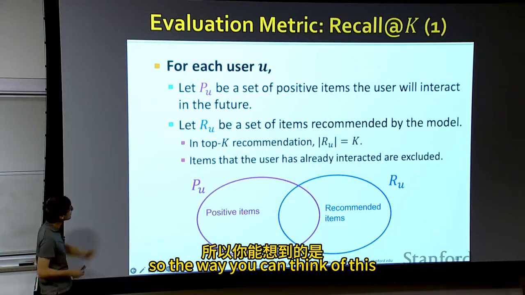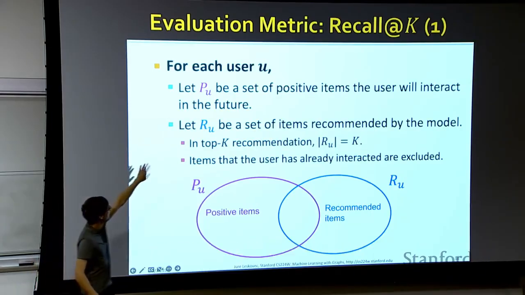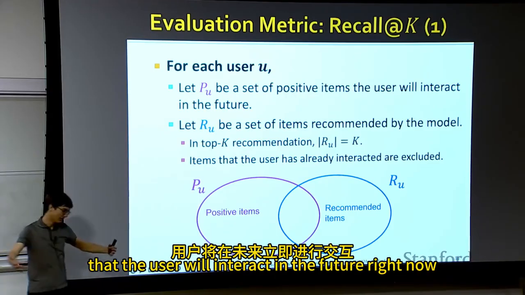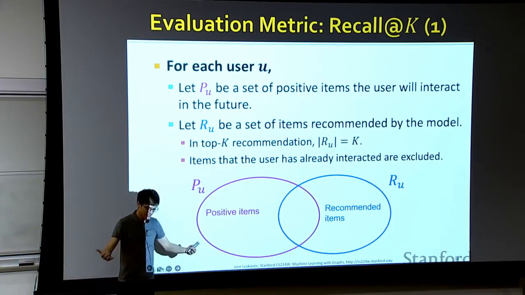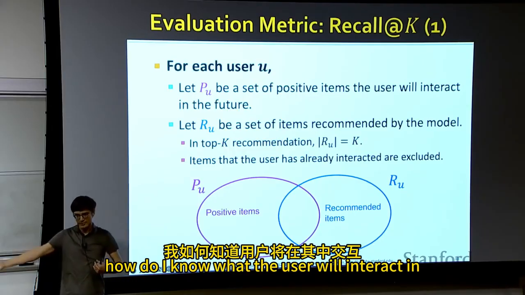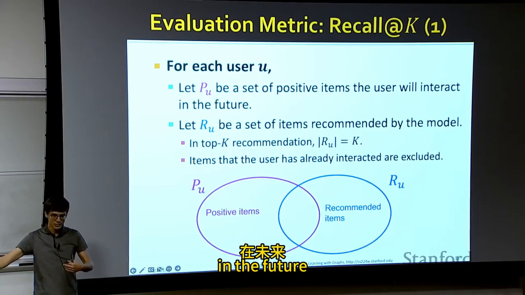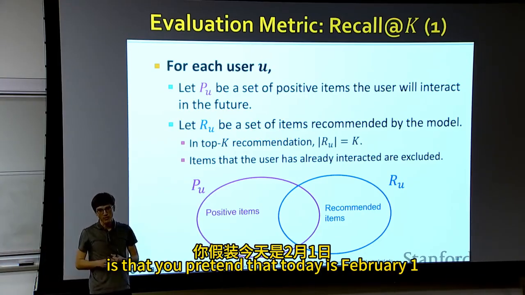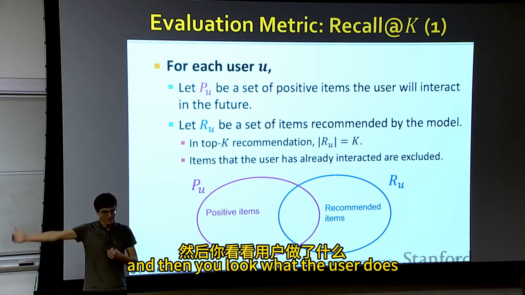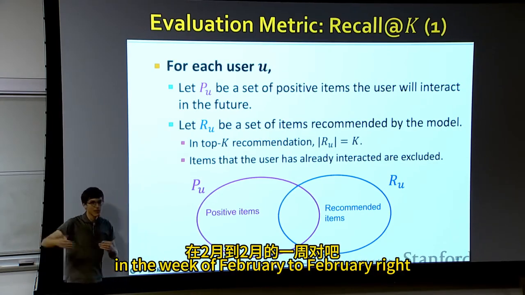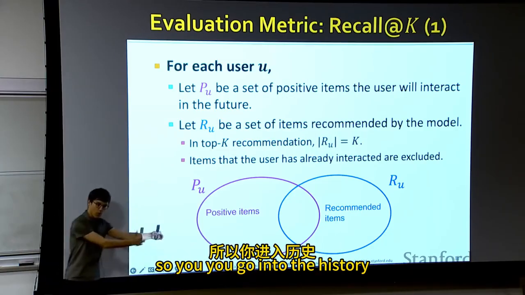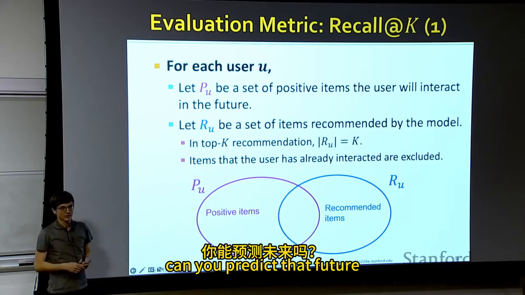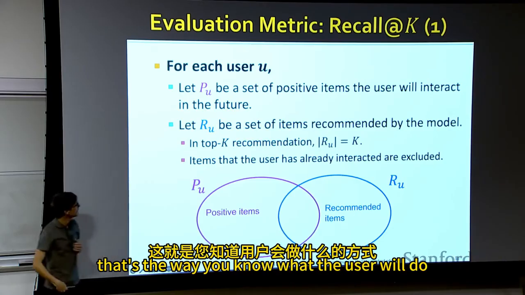So you can think of it this way: for every user, P sub u is the set of positive items that the user will interact with in the future. Of course, you can ask, how do I know what the user will interact with in the future? The way you know it is that you pretend that today is February 1, and then you look at what the user does in the week of February 1st to February 2nd. So you go into the history and hide the future from yourself and see whether you can predict that future. That's how you know what the user will do.